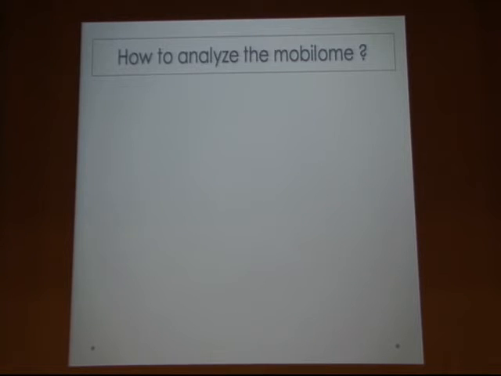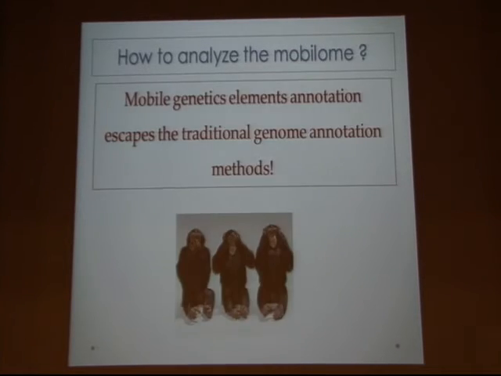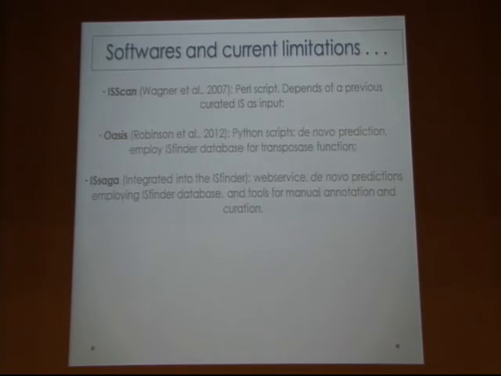three examples. And the next question you can ask is how to analyze the mobilome, how to analyze these elements in bacterial genomes. And one big problem is that mobile genetic elements annotation escapes all the traditional genome annotation methods in general. We are talking about different ways to annotate and identify these elements. In general, we use one gene predictor, like Glimmer or Prodigal, which are very nice to find genes, but for mobile elements, it's just the beginning.